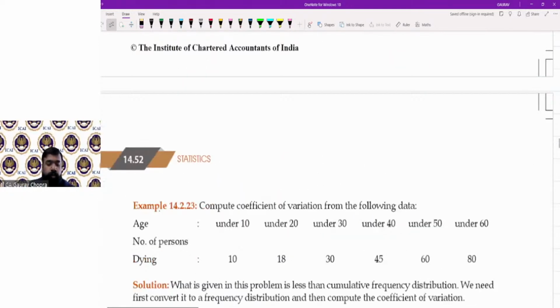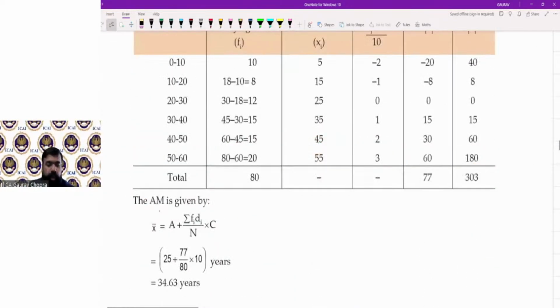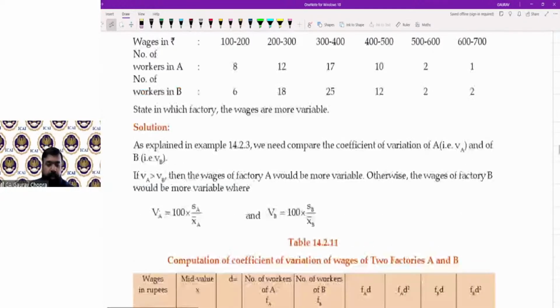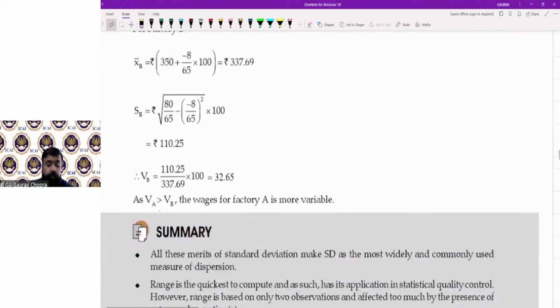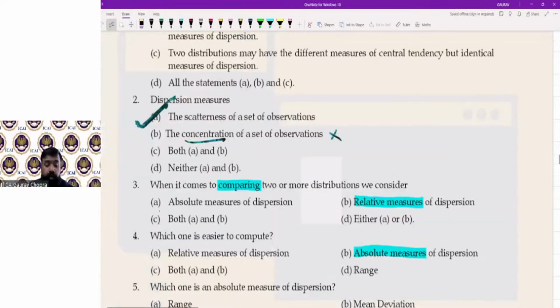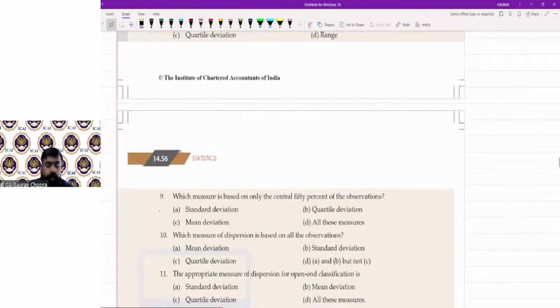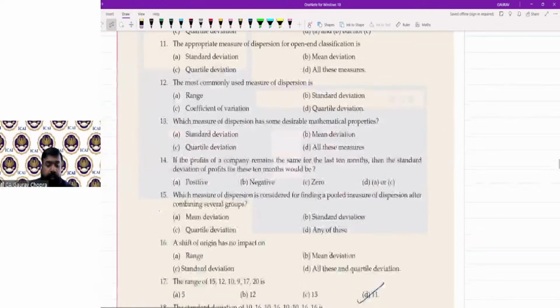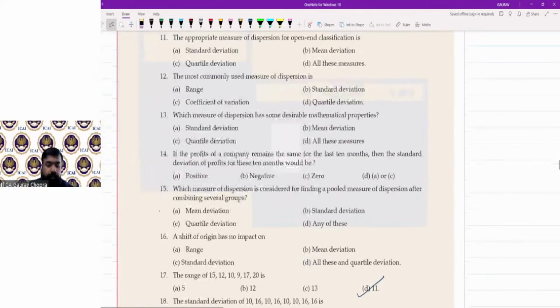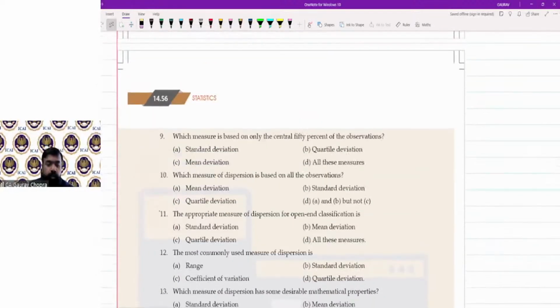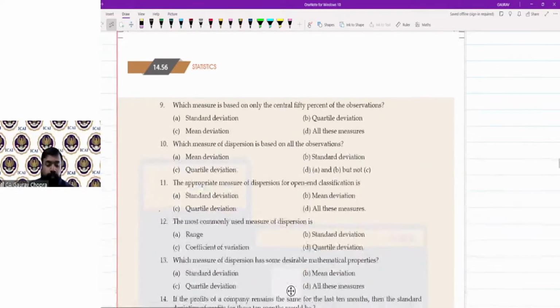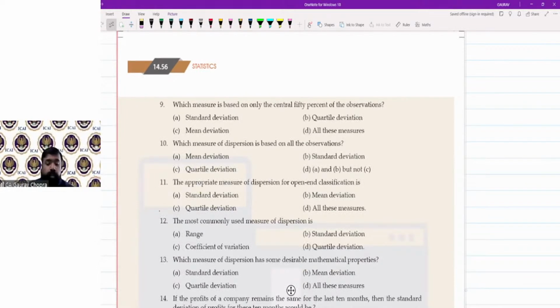So now all these are simple now. These can be done easily. Let's come on set A of the exercise, some of the theoretical questions. Ninth, page number 14.56, you can take out. Question number 9.